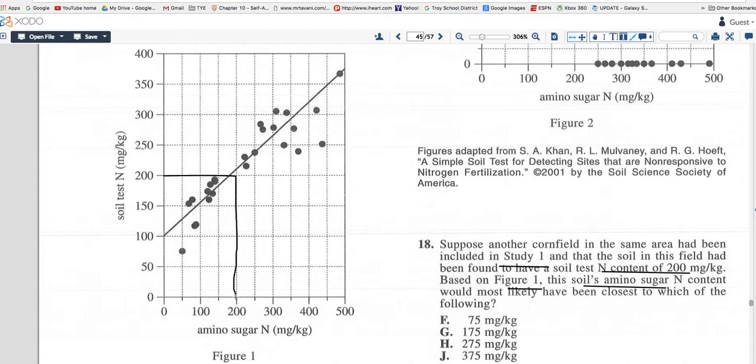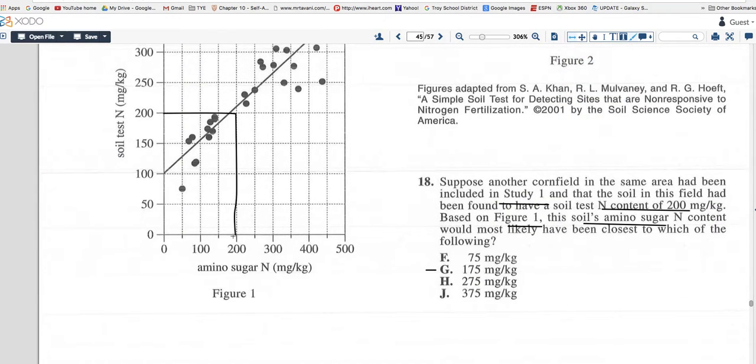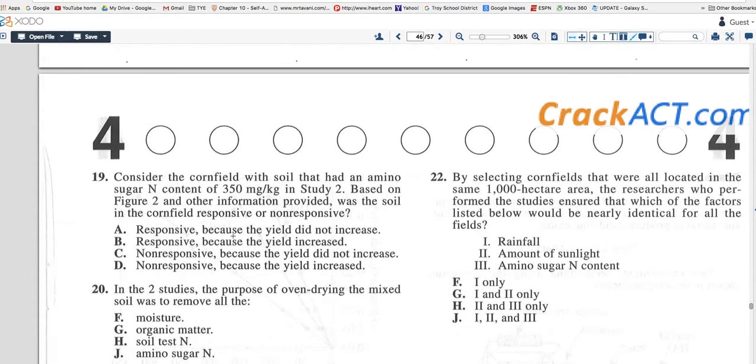Good. When I go to 200 on my amino, draw my line over to the point, then go down to see what my amino sugar is, it's 200. It's really 175. This line is very poorly drawn. It should round down to 175. Does that make sense? All right. That's a very poorly drawn line, so that looks like 200. It's not.